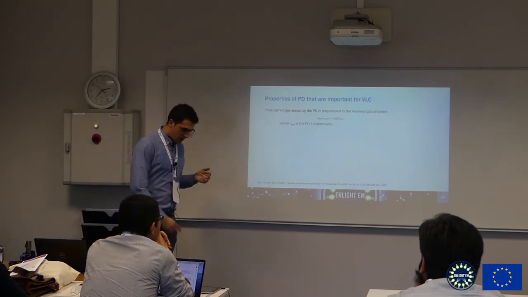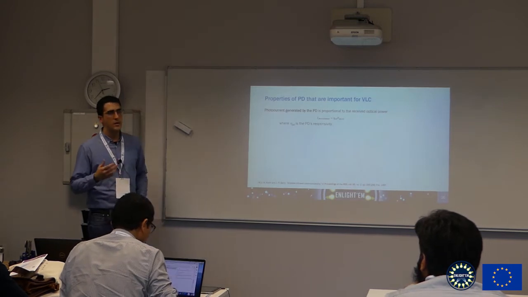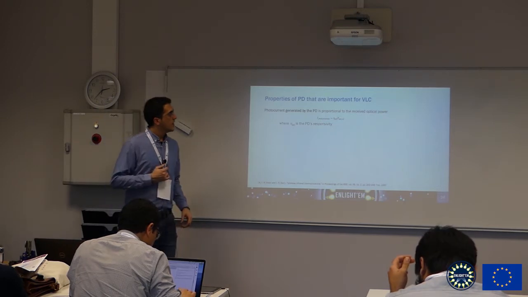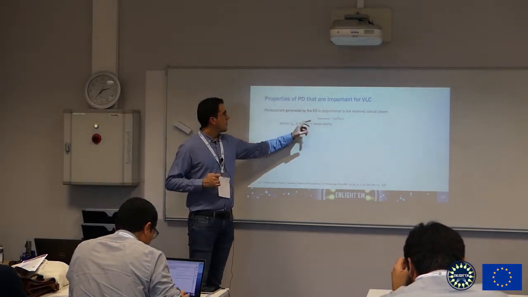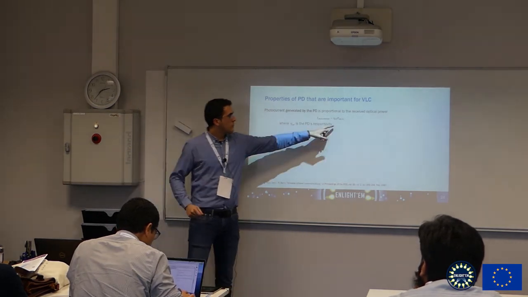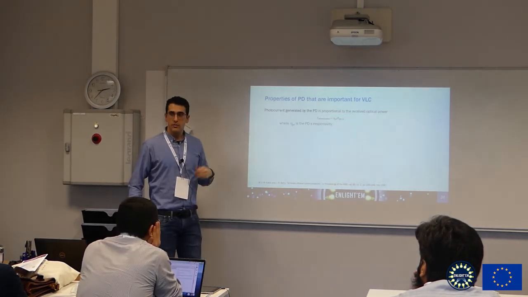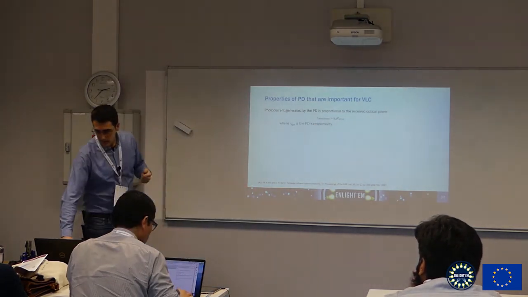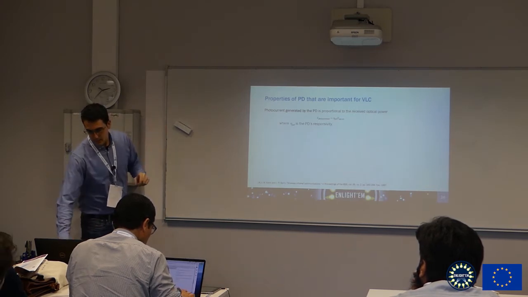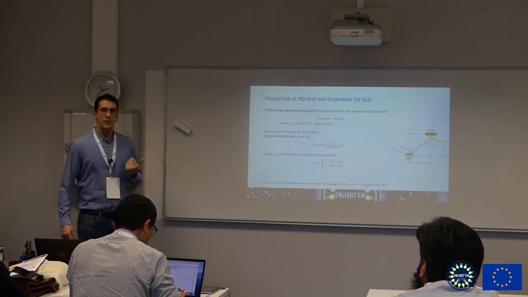Of course we are using VLC for communicating, so it's very important to detect which properties of the photodiode are useful for communication purposes. The photocurrent that is generated by the photodiode is proportional to the received optical signal. This proportionality is thanks to the responsivity of the photodiode, that is a characteristic of the photodiode, and as we said before, this is measured in amps per watt.